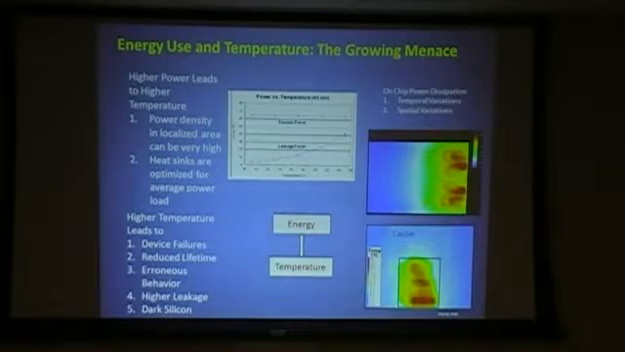Higher temperatures are bad for us because they result in an increase in device failures, a reduction in lifetime, and erroneous behavior. There is a very interesting phenomenon that leakage power exhibits. Leakage power is a very nonlinear function of temperature. When temperature increases, the leakage power increases rather exponentially, and that is bad for us. Higher temperature is caused by higher power, but it also causes even higher power dissipation. So there is some sort of a positive gain going on.